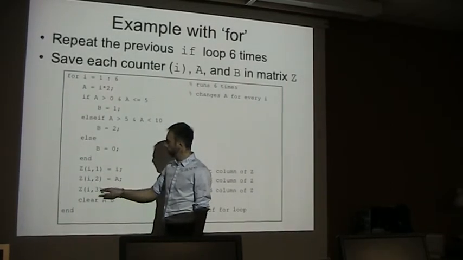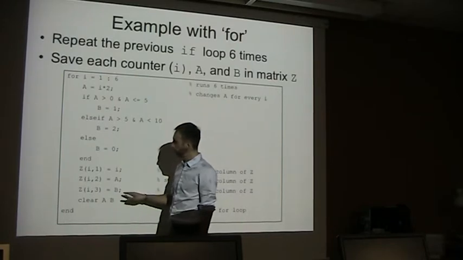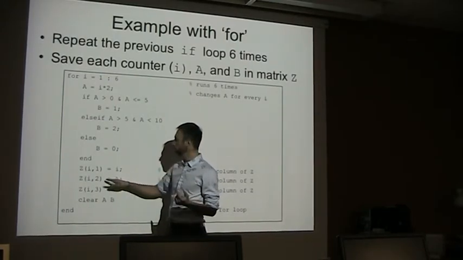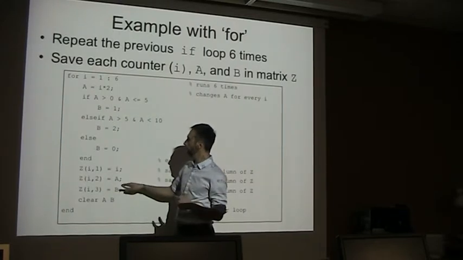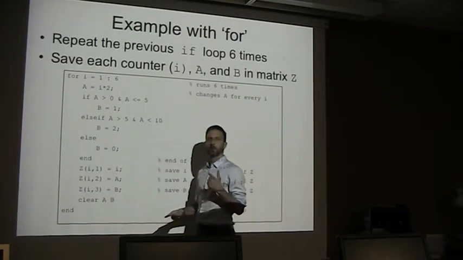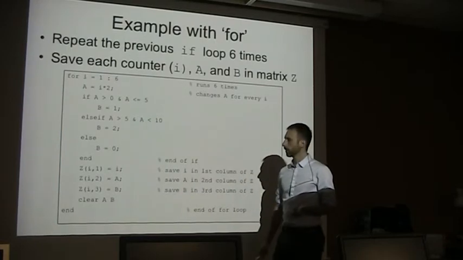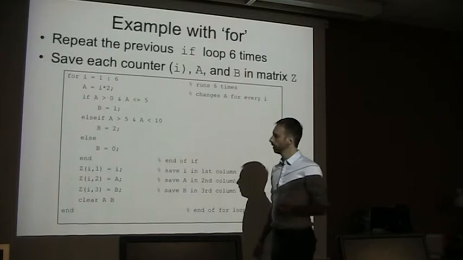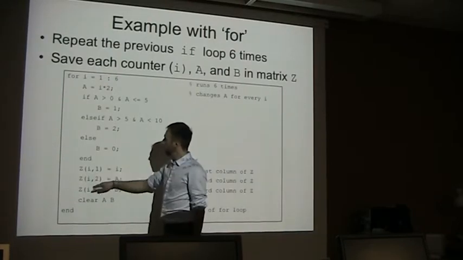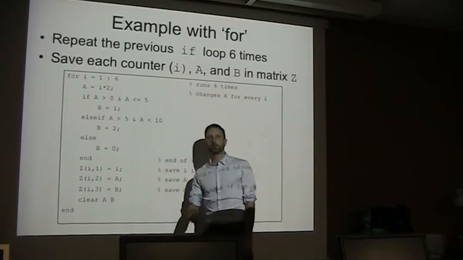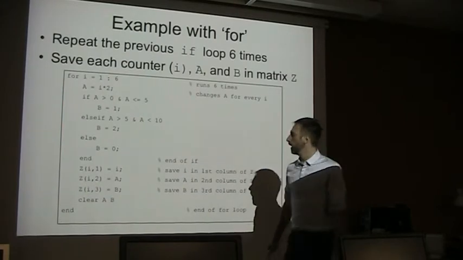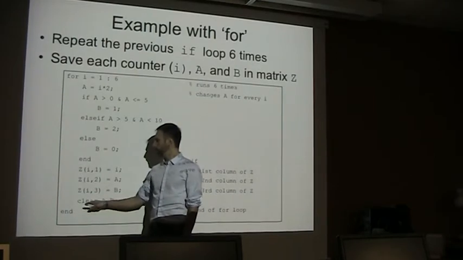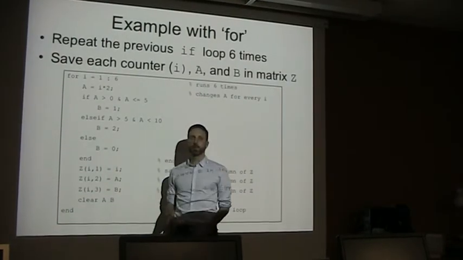And in different columns, I save 3 different things. So in the first column, I save the number of the iteration. The second column, I save the output A. And the third column, I save the output B. So Z is going to be a matrix with as many lines as iterations and 3 columns. And then this is not really necessary, some clear, after each iteration, I clear A and B.